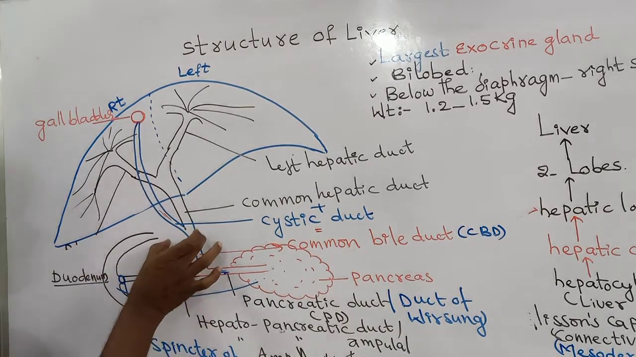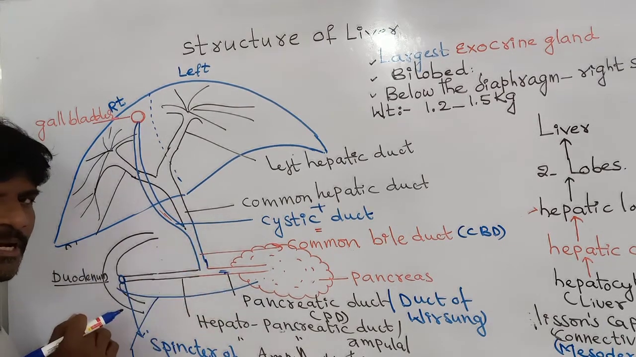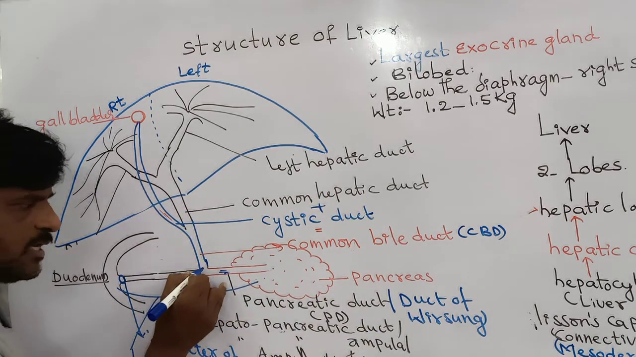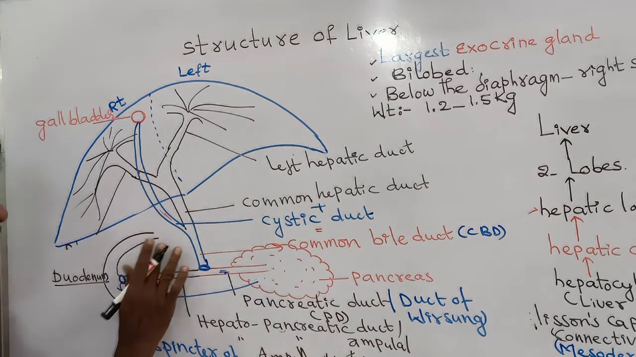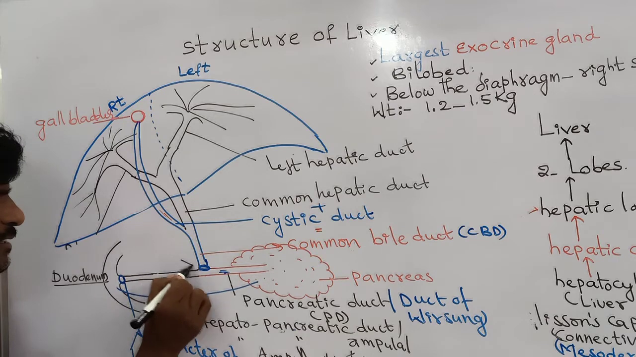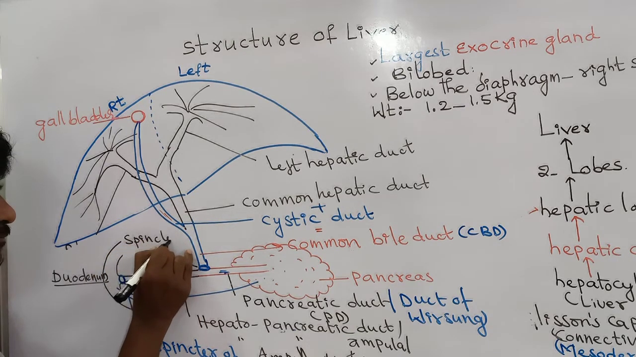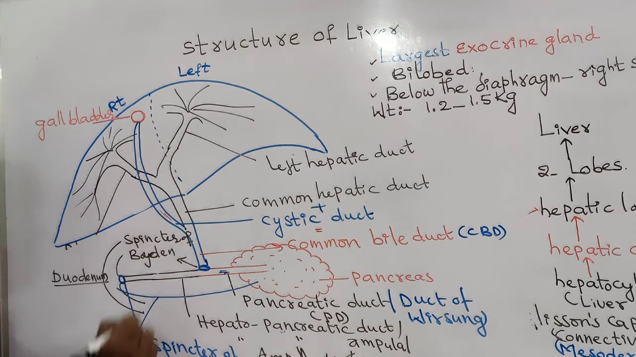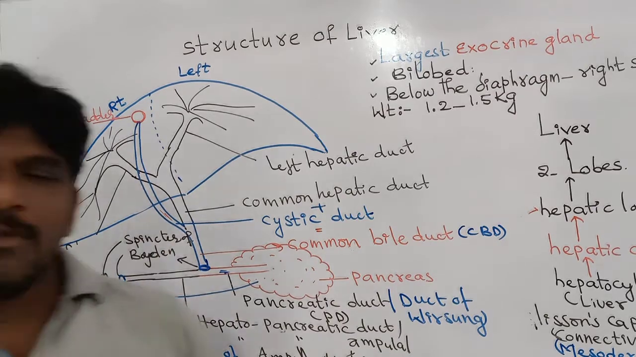And one more. This is CBD, the common bile duct. The common bile duct ultimately opens into the pancreatic duct, which can be called the ampulla. This duct of Wirsung is also guarded by one sphincter, and this sphincter is called the sphincter of Boyden. This is the sphincter of Boyden, and this is the sphincter of Oddi. So this is all about the structure of the liver.